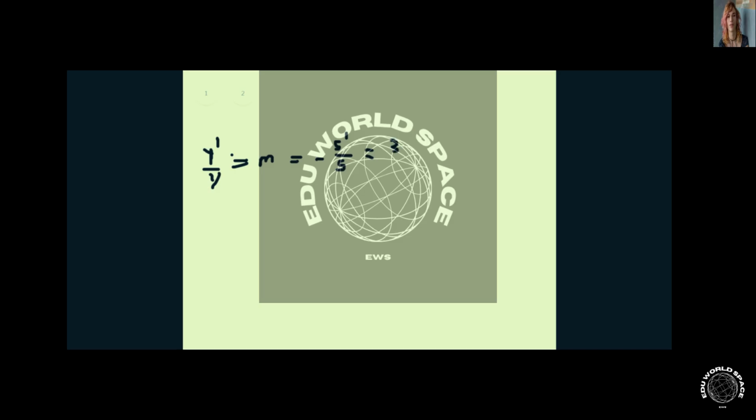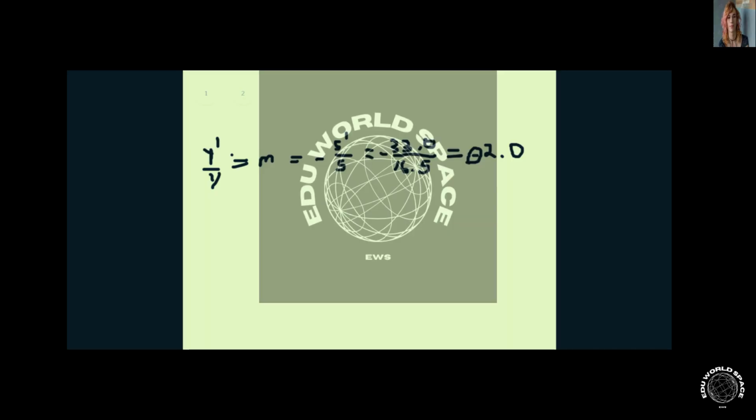Now, if we plug our numbers in, S prime is 33.0, and we'll divide that by S, which is 16.5. Now, if we divide this out, we get a minus 2.0. Now, this negative sign tells us that our image will be inverted compared to our object. So that gives us the orientation, and that it's twice as big.